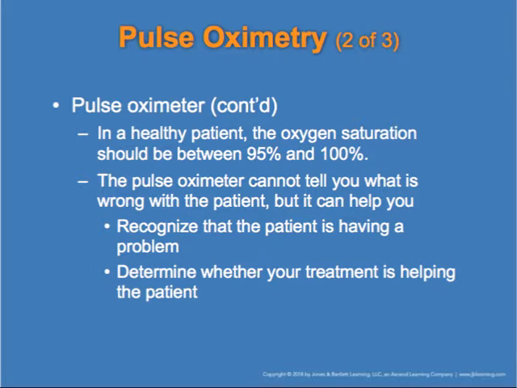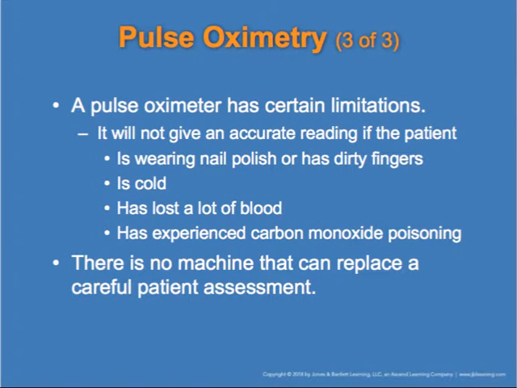The pulse oximeter cannot tell you what is wrong with the patient, but it can help you recognize that the patient is having a problem and determine whether your treatment is helping the patient. The pulse oximeter has certain limitations. It will not give you an accurate reading if the patient is wearing things like nail polish, maybe they're cold, maybe they lost a lot of blood, maybe they've experienced carbon monoxide poisoning. You're not going to get an accurate pulse oximetry in those situations. There's no machine that can really replace a good, careful patient assessment, right?